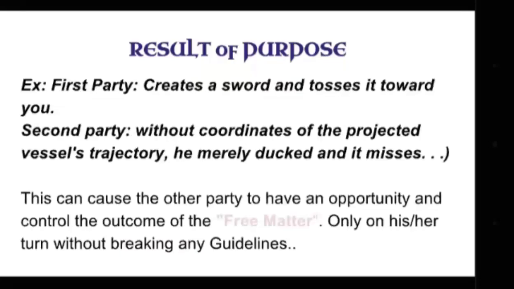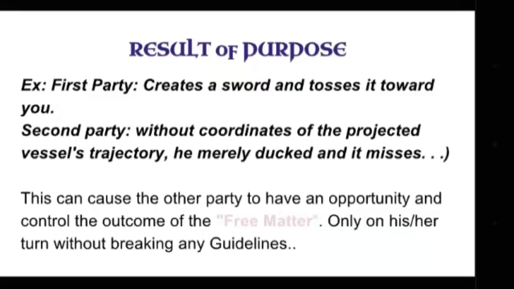For example, right here it says the first party creates a sword and tosses it toward you, tossing it towards the opponent. But the opponent says, without the coordinates of the projected vessel's trajectory, he merely ducked and it misses. Since the first party didn't give an actual target, the opponent could just say that it fell short of its target. I think I said that in one of the other videos.